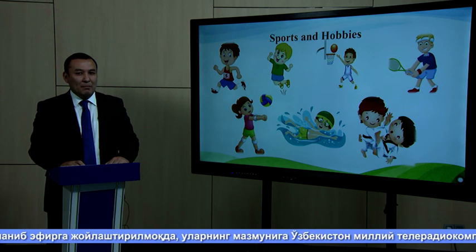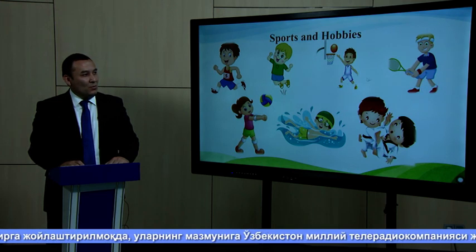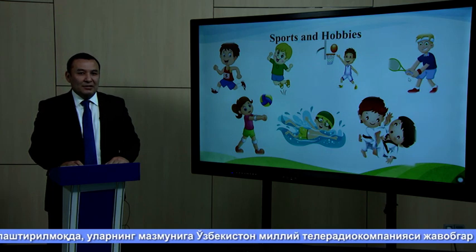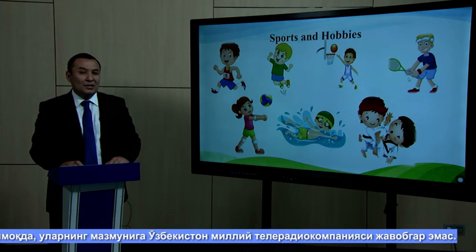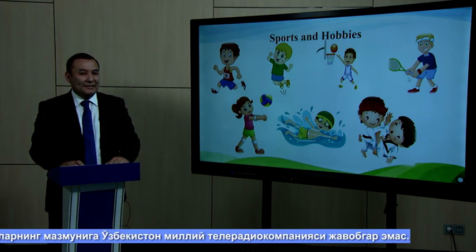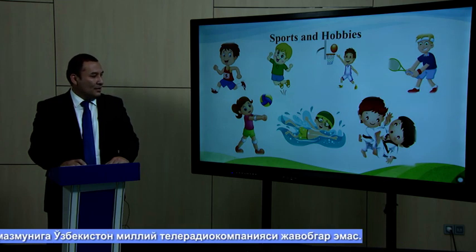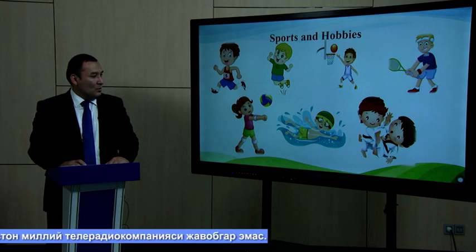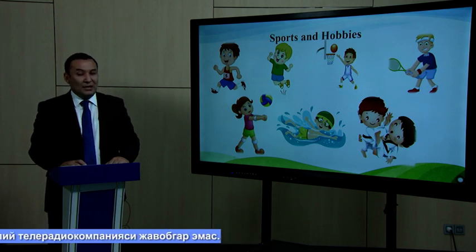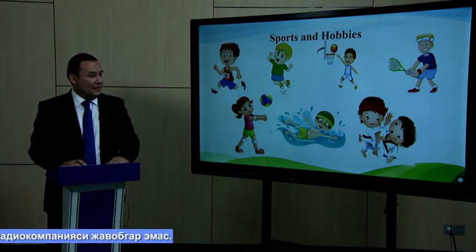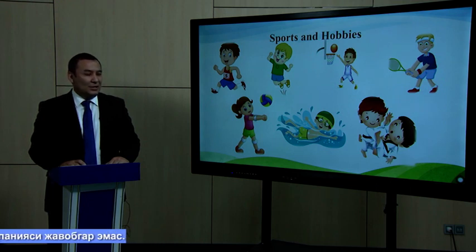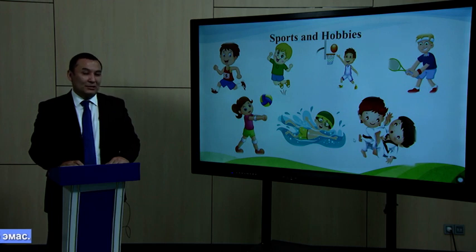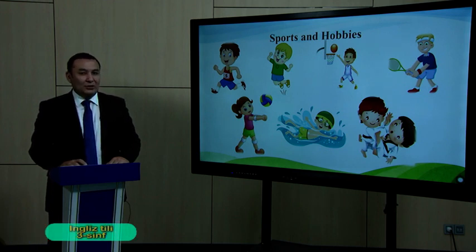Here, what is he doing? He's playing basketball. What can you see here? Here's a boy, and what is he doing? He's playing tennis. Great. Here, what do you see? There is a girl. What is she doing? She's playing volleyball. Great. Here, what is he doing? He's swimming. And the last picture, what do you see? There are children. They are doing judo.